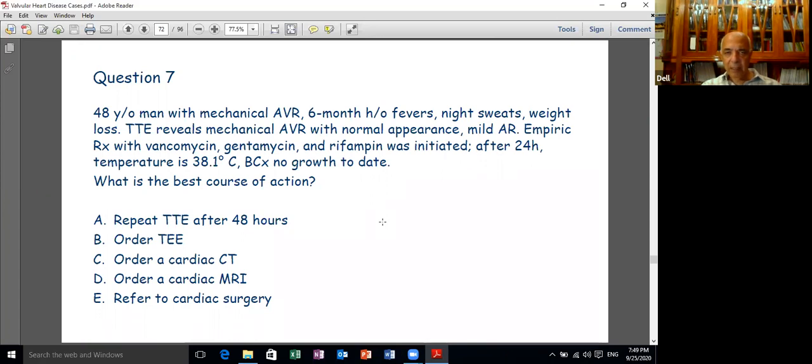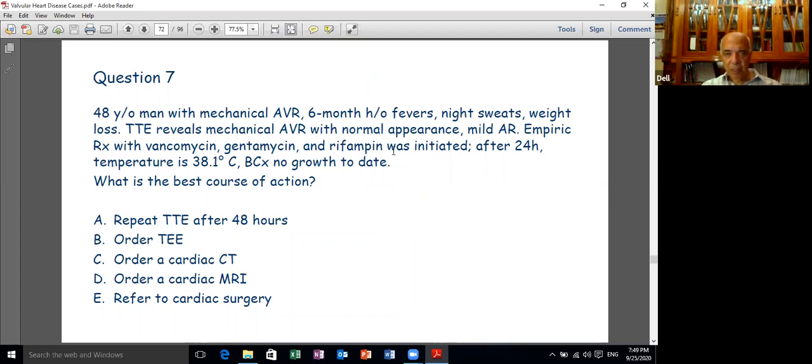He has a 6 months history of fever, night sweats, weight loss. His transthoracic echo reveals a mechanical aortic valve replacement with normal appearance, mild aortic regurg. He got empiric treatment of vancomycin, gentamicin, and rifampicin.